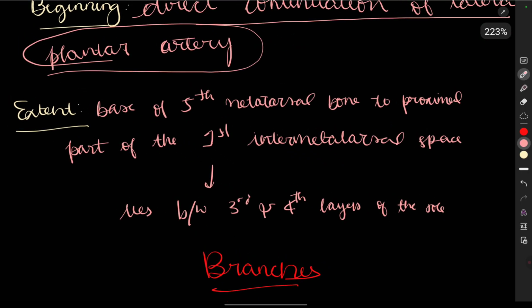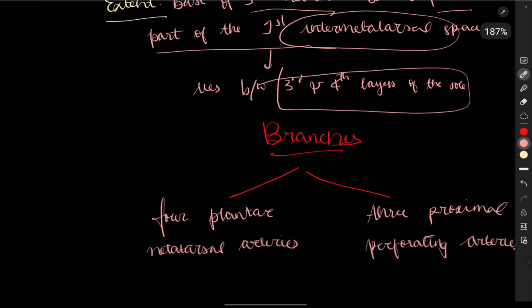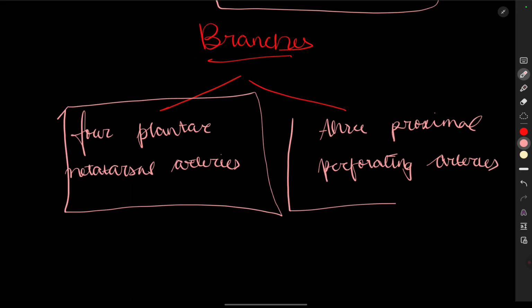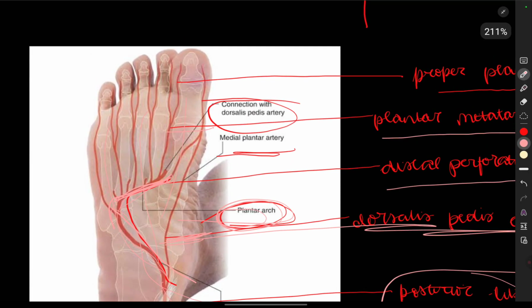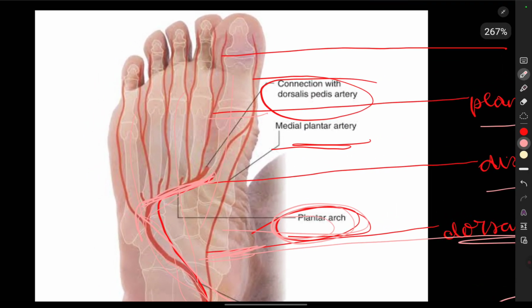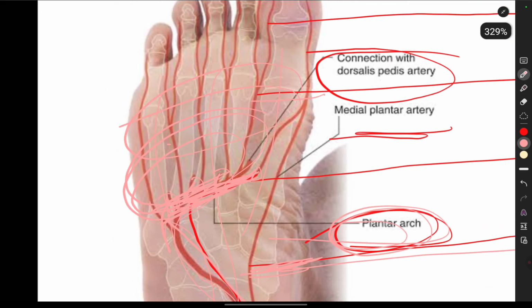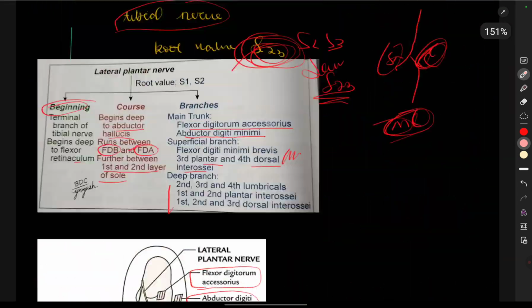Now extent: it is from the base of the fifth metatarsal bone to the proximal part of the first intermetatarsal space. It lies between the third and fourth layer, as we have already seen. Now the branches of this are 4 plantar metatarsal arteries and 3 proximal perforating arteries. Okay, this one, and these are the three perforating branches, and these are the plantar metatarsal arteries. So these are the branches, beginning, course, termination. We are done with the chapter.